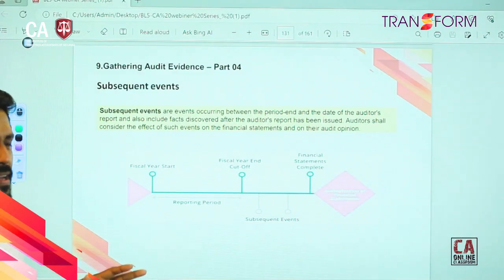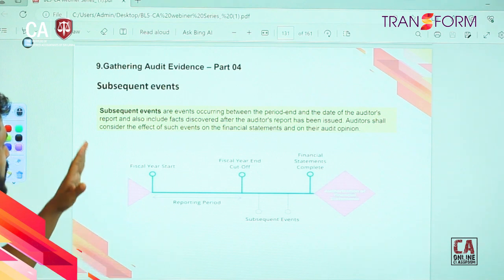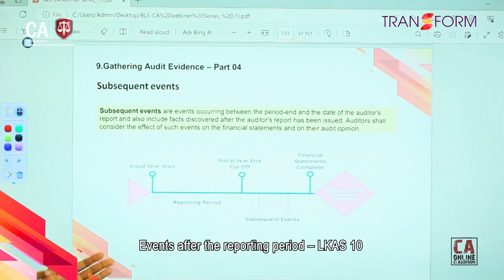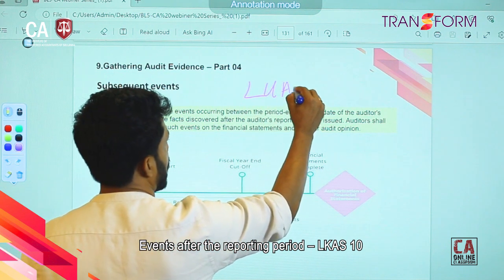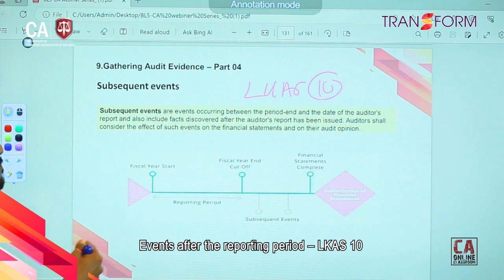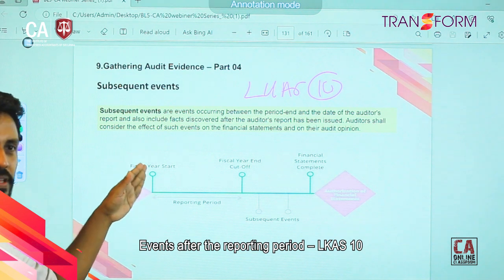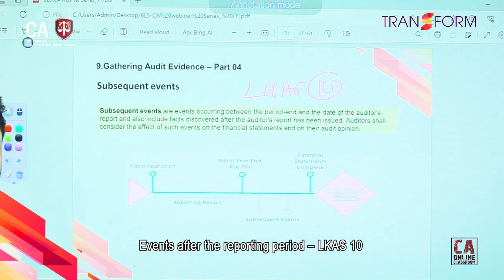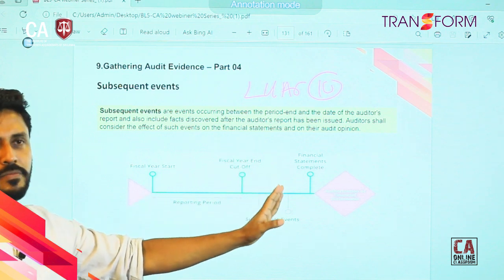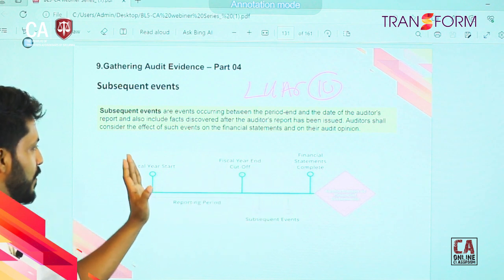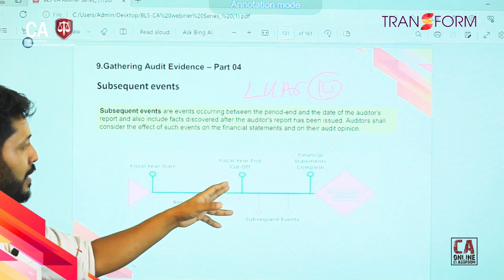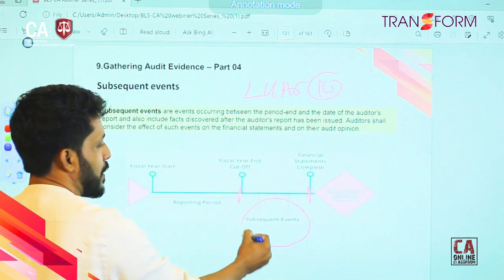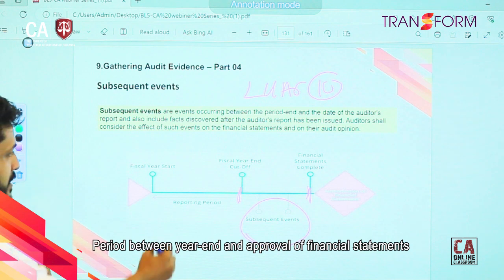So then we can move forward, and here we have another disclosure. That's about subsequent event disclosure. So the event after the reporting period. So then we have LKS 10. According to your subsequent period, you know that definition, right? So after the financial year end, before you are completing your financial statements, before the management signing, audit opinion issue date, management signing date, in between the financial statement end date, this period is considered as a subsequent period, right? This is the financial period.